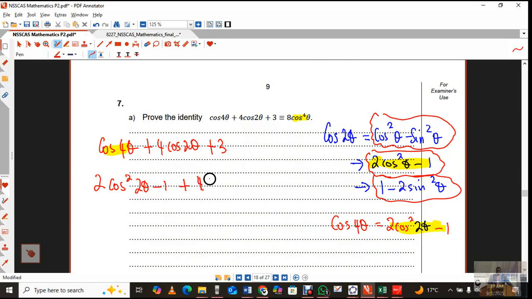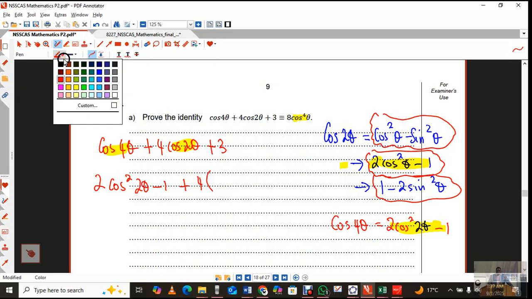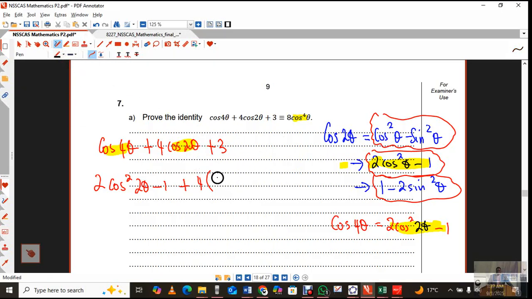Plus, I've got 4. Now I have another cos 2 theta over here, which I'm going to use this one for. So that is going to be 2 cos square theta minus 1. And then obviously you should add 3. So far, so good. I hope you follow. Now, this is 2 cos square 2 theta.